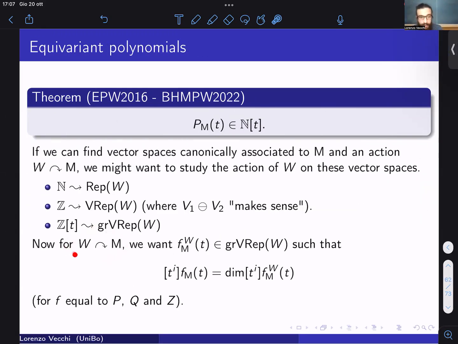If we have a group of symmetries acting on the matroid, we want to find these equivariant polynomials, these graded virtual representations, such that if I look at the coefficients, a virtual representation in my new categorical invariant, its dimension is exactly the coefficient that I had in the non-equivariant setting. And we want to do this for P, Q, and zeta.